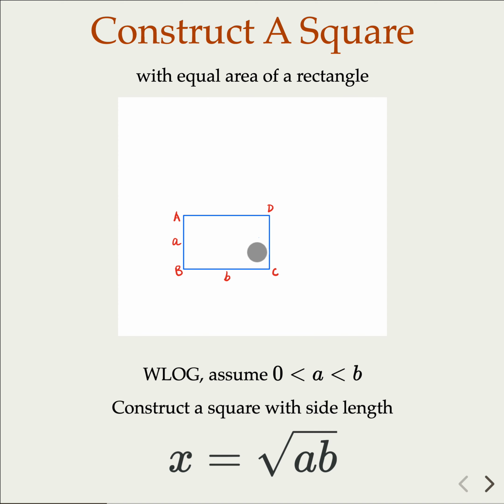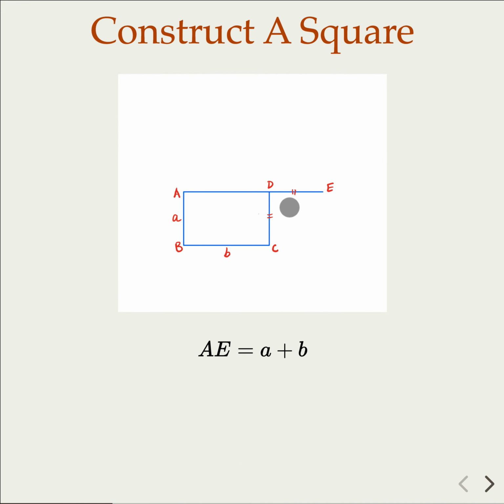So what we do here is we're going to extend AD so that the element here DE equals CD. Okay, so this segment equals the side length A. So in other words, AE would be A plus B. Now we can also use ruler and compass to find the center or the midpoint of AE. Let's call it O, right? This O here would be the midpoint.